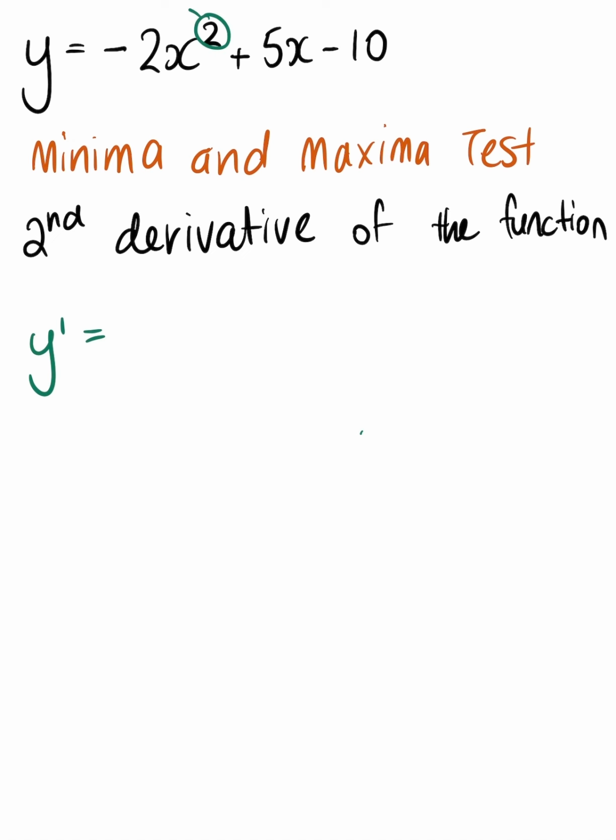So let's say we have this equation: negative 2x squared plus 5x minus 10. What we're going to do is find the first derivative. Now we're just going to use the power rule today.